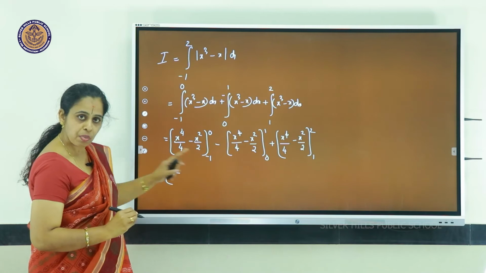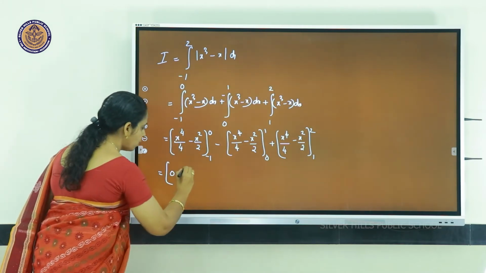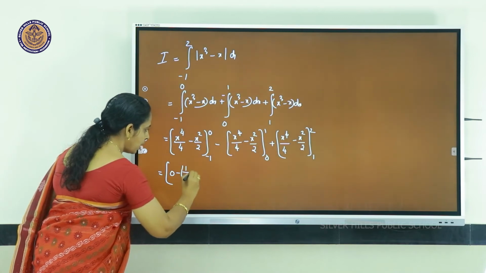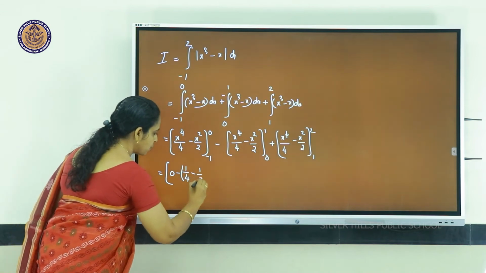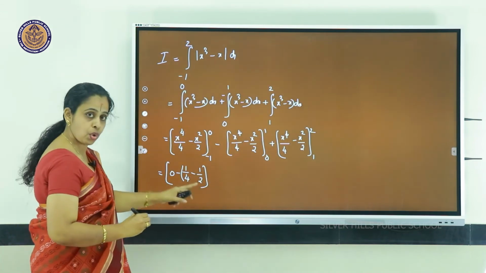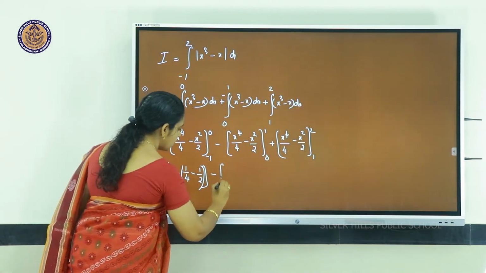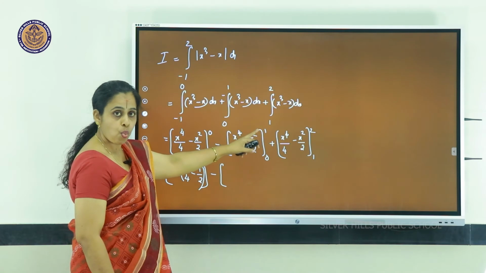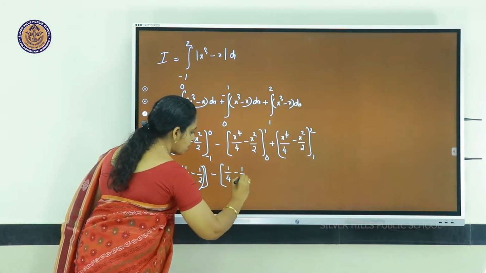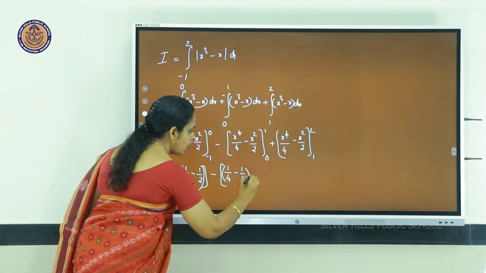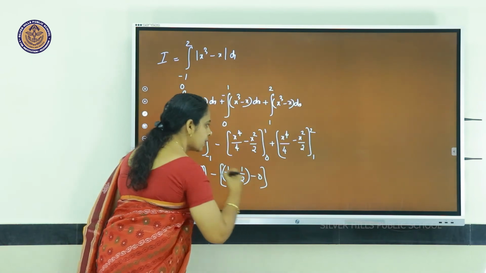Now I am going to give minus 1. Minus 1 raised to 4 is 1, 1 by 4, minus 1 square, again positive 1, 1 by 2. This part is over. Then minus, when we give 1, 1 by 4 minus 1 by 2, upper limit is over, minus, when you give lower limit, it will become 0 completely.